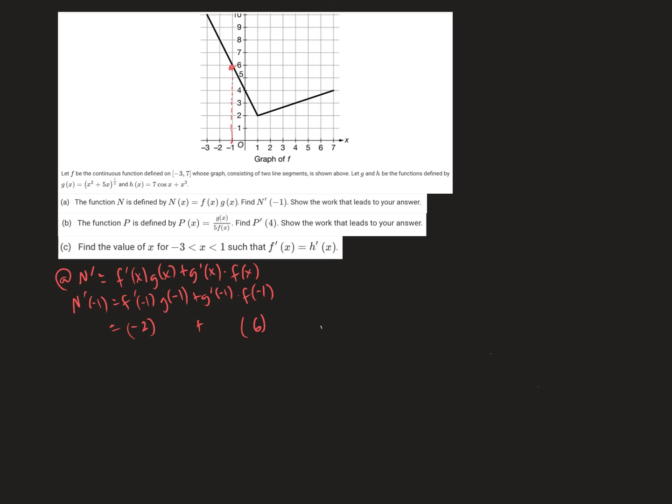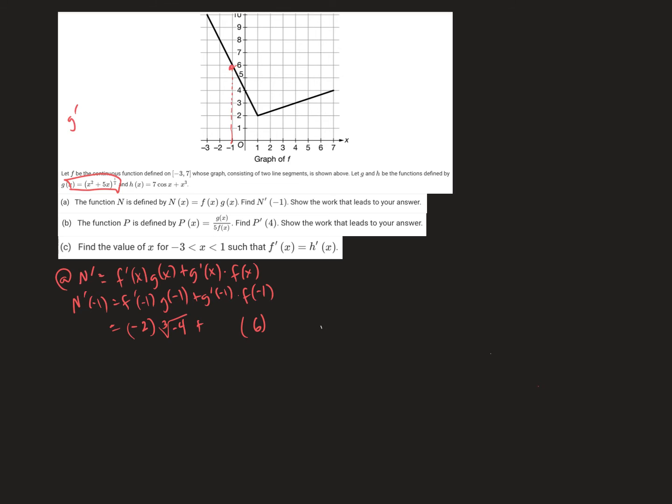And then g of negative 1 and g prime of negative 1 can both be found using the g function. So when I plug in negative 1 for g, I get 1 minus 5, which is negative 4. And then they want the cube root of that. So negative 4 to the 1/3 power. I'm just going to write the cube root of negative 4. I could write negative 4 to the 1/3 power, that would be fine. And then I want the derivative of that.